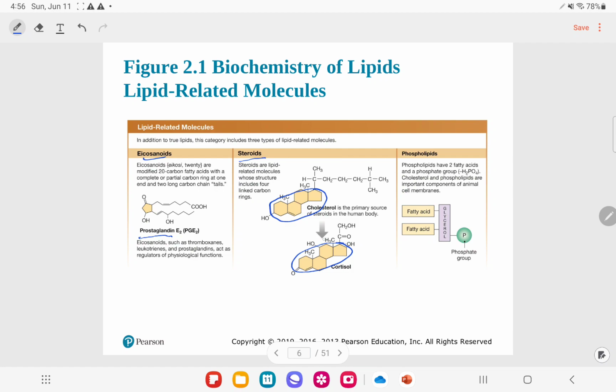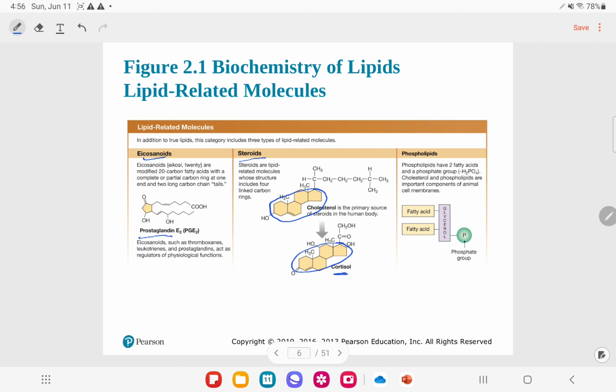And we have cholesterol, right? That main steroid that we're going to have in the body, the primary source of steroids. A lot of the steroids, like those sex steroid hormones, are going to be derived from this cholesterol backbone, right? And even using this cholesterol backbone, we can see how we can make cortisol, okay?